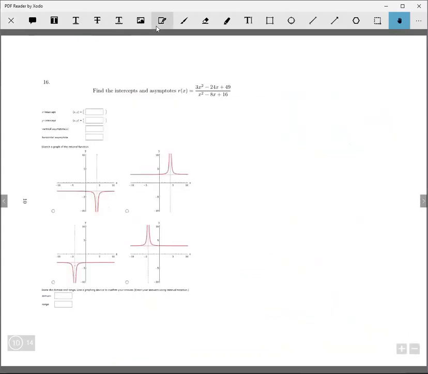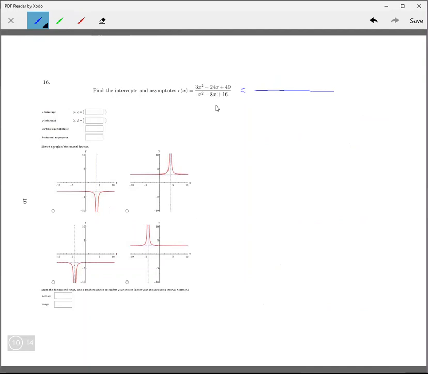Okay, number 16. Find the intercepts and asymptotes of this one. The numerator is 3x squared minus 24x plus 49, and the denominator is x squared minus 8x plus 16. Okay, so let's try. The denominator is going to be x minus 4 squared.